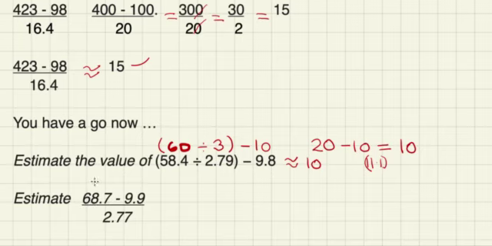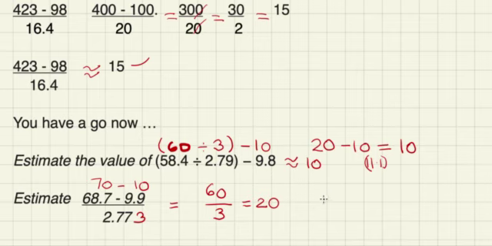So 68.7, that sounds like a 70, doesn't it? Minus 9.9, that becomes 10. And this is all divided by 3, if we're going to round. So 70 minus 10 is 60. And 60 divided by 3 equals 20. So the estimated value is 20.